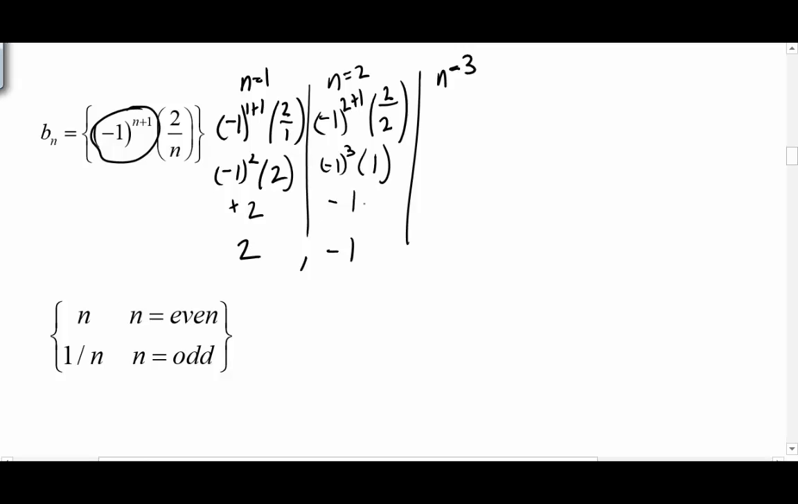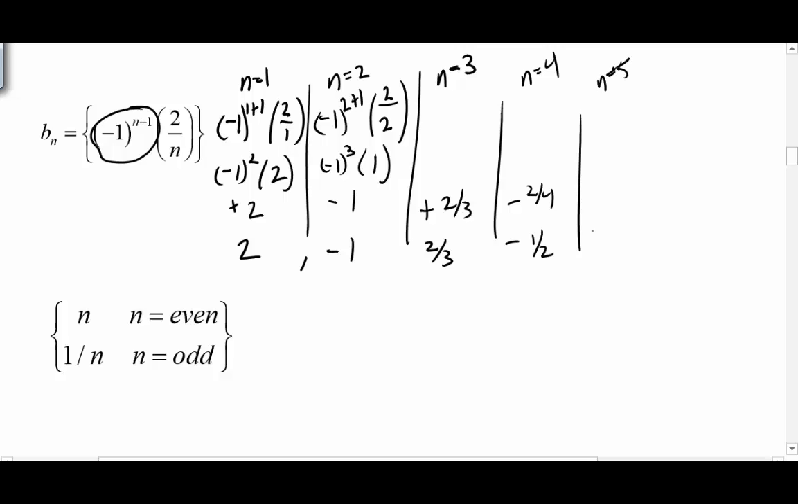So I can already see that this one right here is supposed to be positive, and I can just worry about what the fraction says. Well, the fraction is 2 over n, so it's positive 2/3. N equals 4. Again, follow the pattern. We're going to negative. Let's see, a negative 2 over 4, which reduces down to 1/2. N equals 5. We'll get a positive 2/5. And n equals 6, we'll get a negative 2 over 6, so negative 1/3.